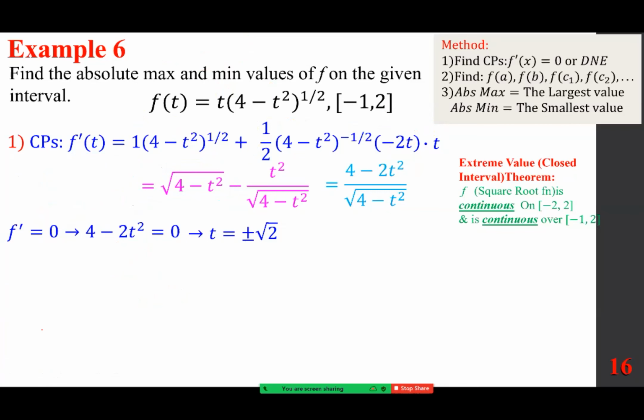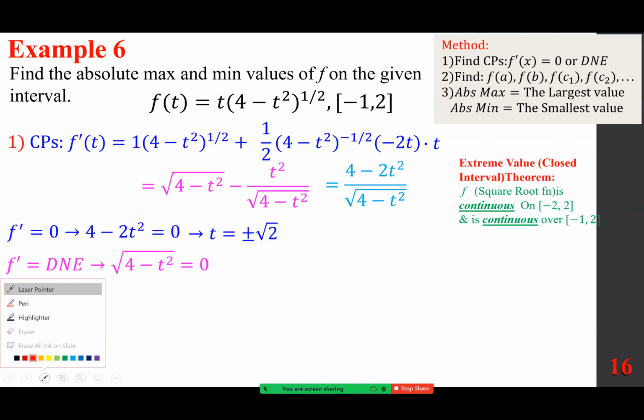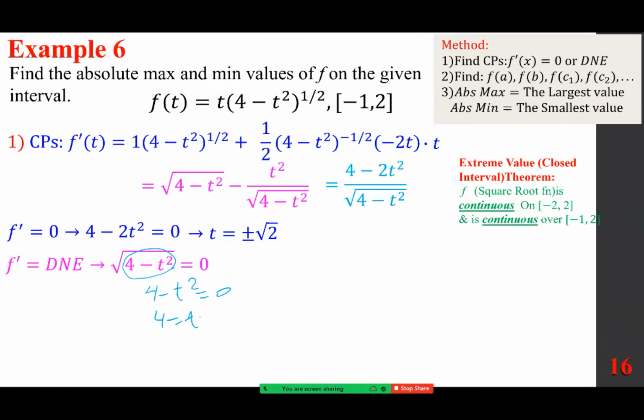F prime doesn't exist. A fraction doesn't exist or is undefined if the denominator is 0. Now, square root is 0 if what's underneath is 0. So 4 minus t squared is 0. So if this is 0, 4 minus t squared is 0. 4 is t squared, and t is plus minus 2.